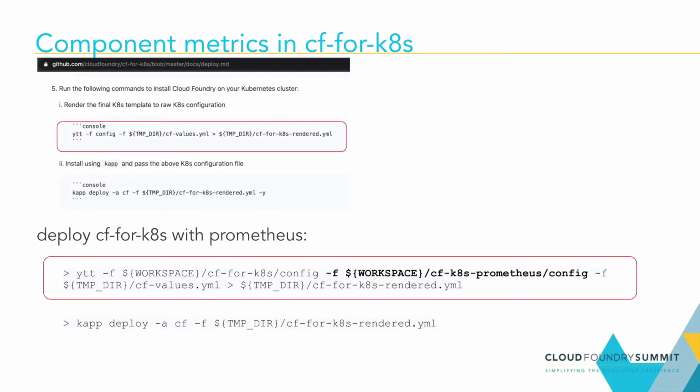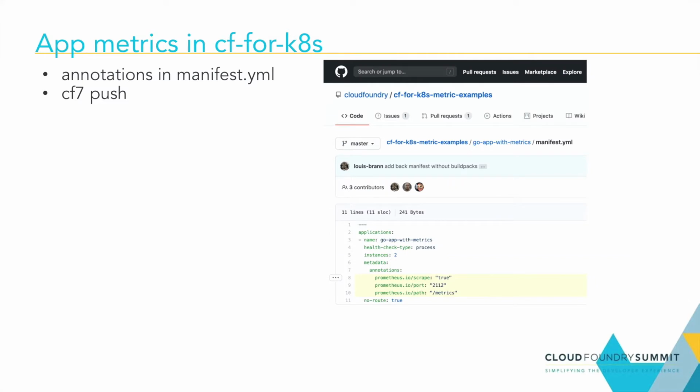Once the component annotations have been vendored into the CF for K8s config directory, you can deploy both those changes and Prometheus together. At the top, you can see the CF for K8s deploy step that runs YTT, and at the bottom, you'll see how we have to modify that. You'll currently need to clone our repo and include our config directory as part of that step.